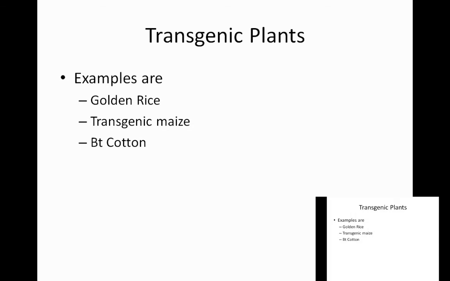The famous short question: the examples of transgenic plants. So well-known examples are golden rice, transgenic maize and Bt cotton. In the next session we will discuss how Bt gene works.